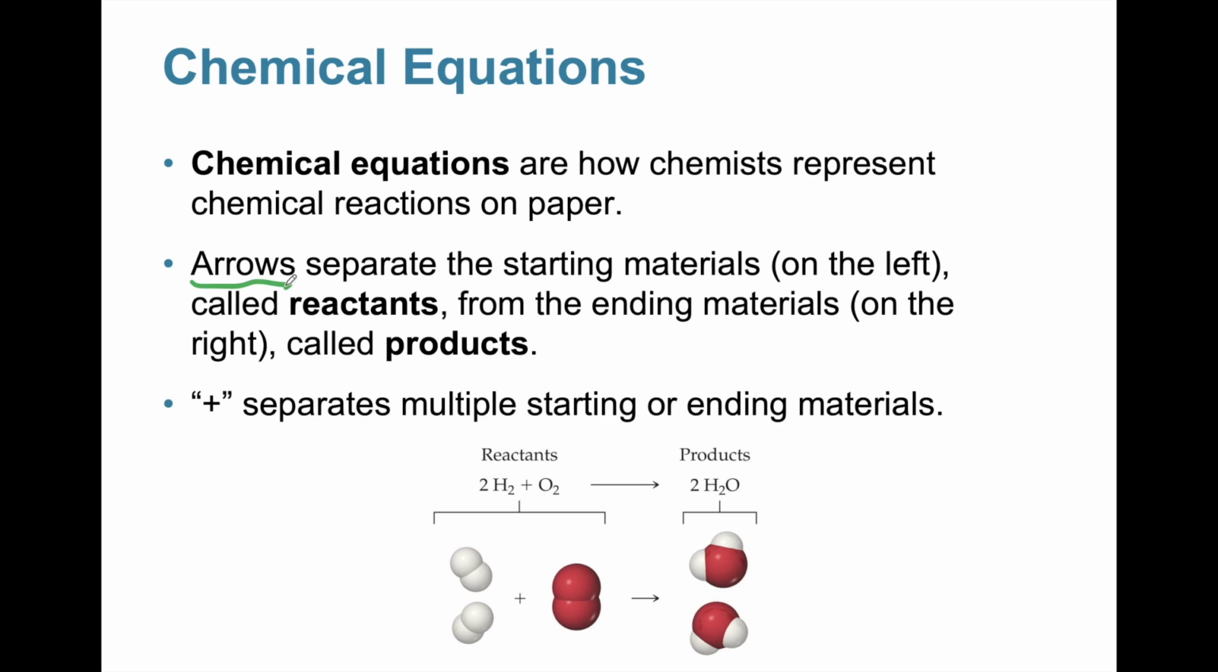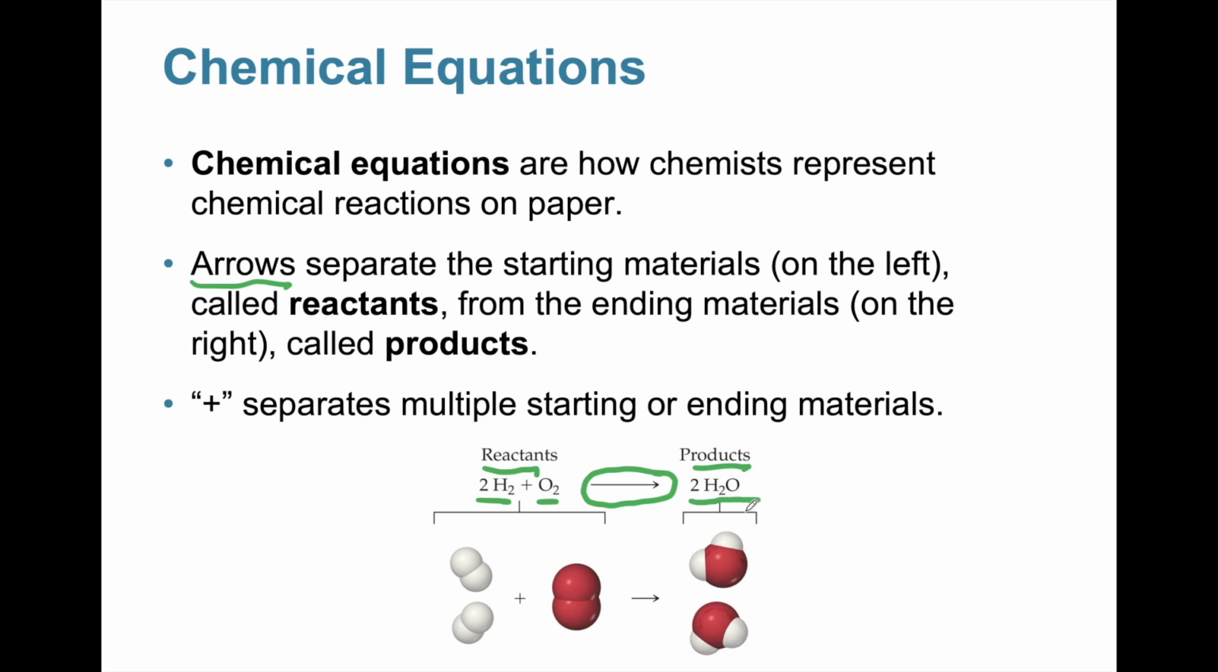These arrows show us that a reactant, or a starting material, will become the products. So in this particular example, we have 2 moles of hydrogen molecules and 1 mole of oxygen molecules, and when we combine them together, there's also some heat involved too, but that's not shown here. We get 2 moles of water, or H2O.